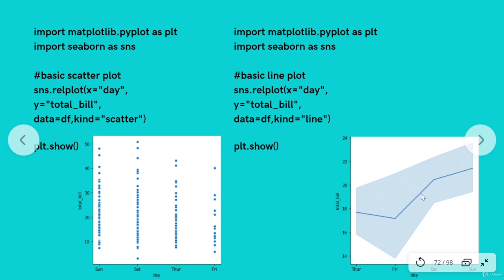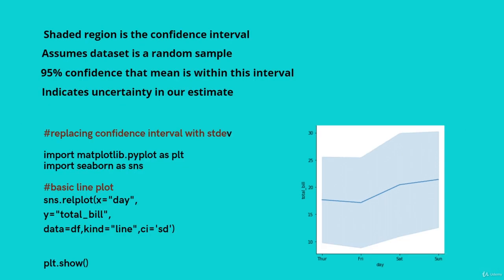Now what is this shaded region all about? This shaded region basically showcases the confidence intervals, and the basic assumption when you use this type of data set is that there is a random sample. By default, it is showing a 95% confidence interval. Okay, so that means we are 95% confident that the mean will lie within this interval only. So whatever is the mean value of our data set, that will lie within it, and we are 95% confident with regard to that. By default, it will give you this type of shaded region, which shows the 95% confidence interval level.